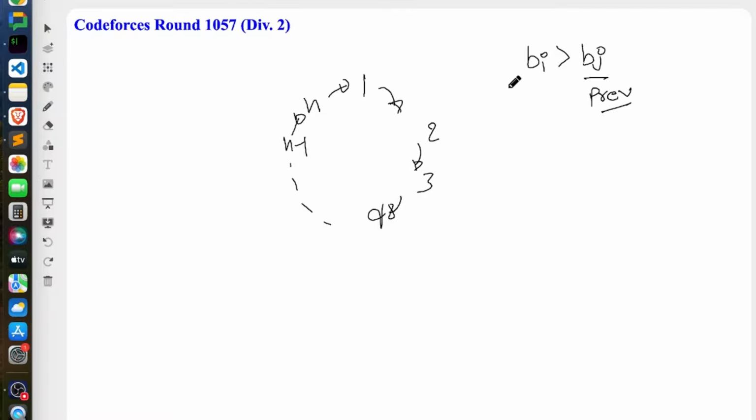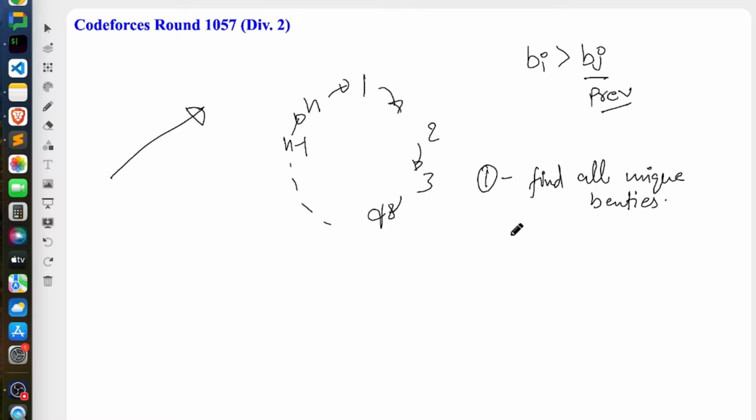Since the beauties of the apples you ate have to be in increasing order, none of the two beauties would be the same. So let's say there are n apples. The first step: find all the unique beauties, because none of the two beauties would be the same, since my next beauty has to be more than the current beauty. So first find all the unique beauties.